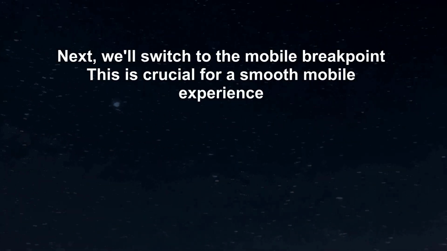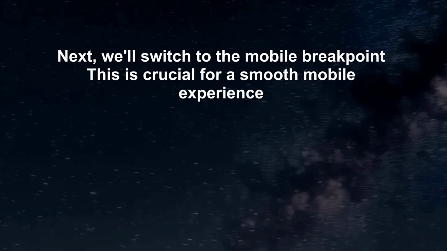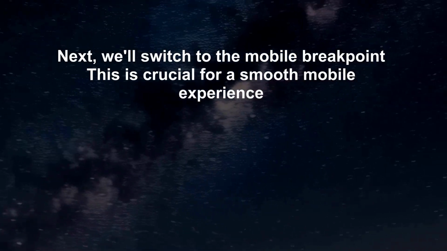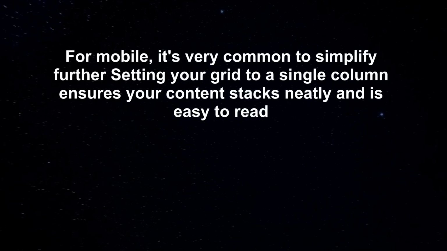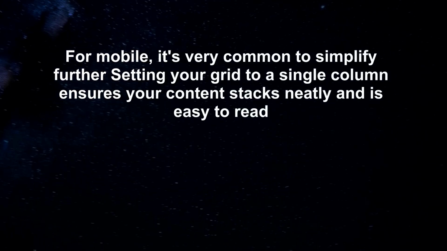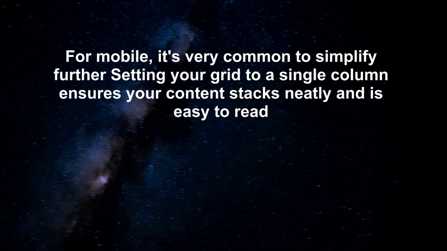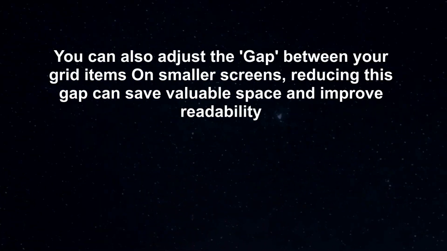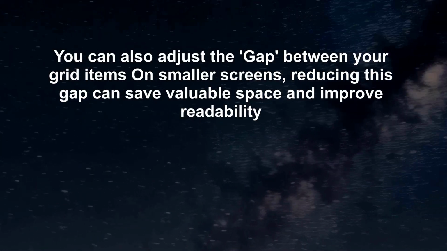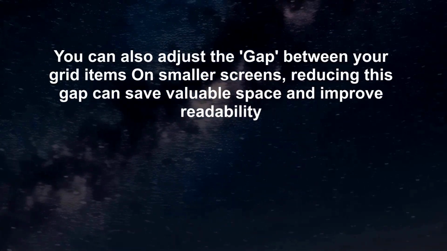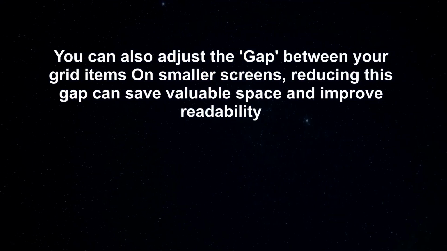Next, we'll switch to the mobile breakpoint. This is crucial for a smooth mobile experience. For mobile, it's very common to simplify further. Setting your grid to a single column ensures your content stacks neatly and is easy to read. You can also adjust the gap between your grid items on smaller screens. Reducing this gap can save valuable space and improve readability.